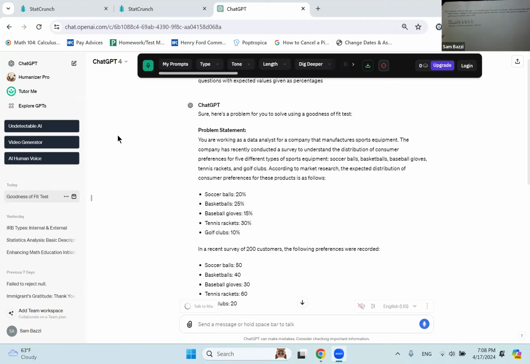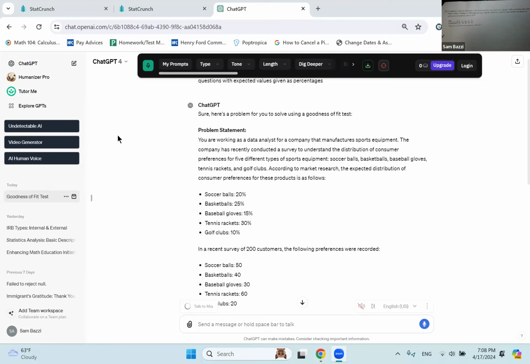You are working as a data analyst for a company that manufactures sports equipment. The company has recently conducted a survey to understand the distribution of consumer preferences for 5 different types of sport equipment: soccer balls, basketballs, baseball gloves, tennis rackets, and golf clubs. According to market research, the expected distribution of consumer preferences is the following. 20% prefer soccer balls, 25% prefer basketballs, 15% baseball gloves, 30% tennis rackets, 10% golf clubs.